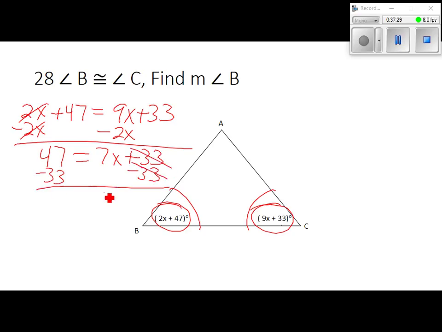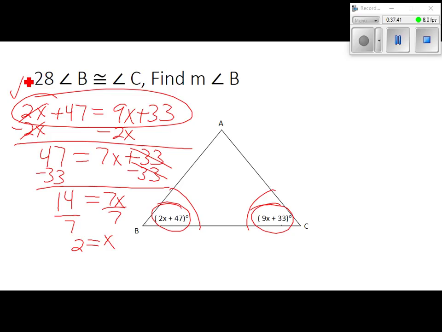These cancel out. You're left with 7x on the right and 14 on the left. Divide by 7. You're left with x equals 2. You got this equation? I gave you a point. You got x equals 2. I gave you another point.